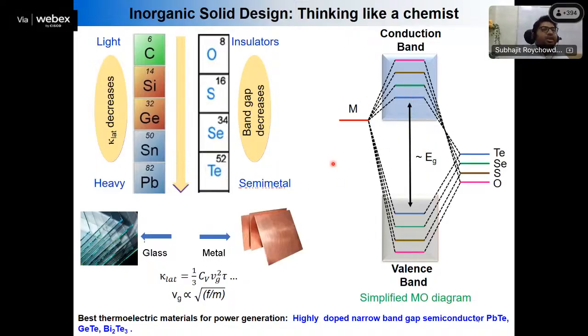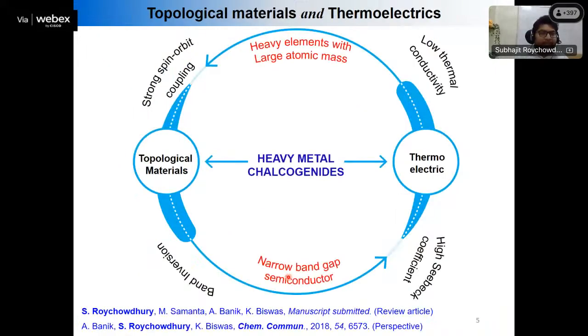So that means if you want to use a material for thermoelectrics, it has to be a heavy or highly doped narrow band gap semiconductor. And that's why people say lead telluride, germanium telluride, or bismuth telluride are good candidates for thermoelectric applications. Soon we'll see why topological materials also come into the picture.